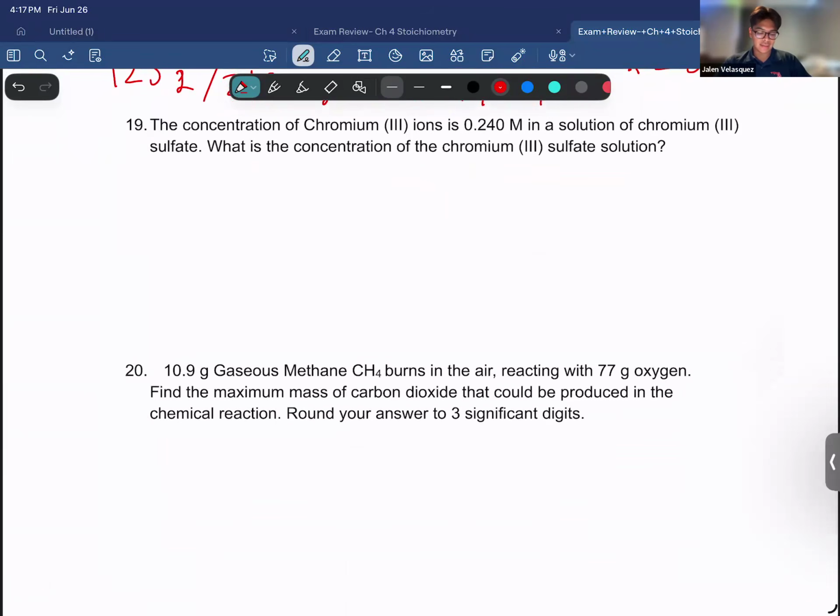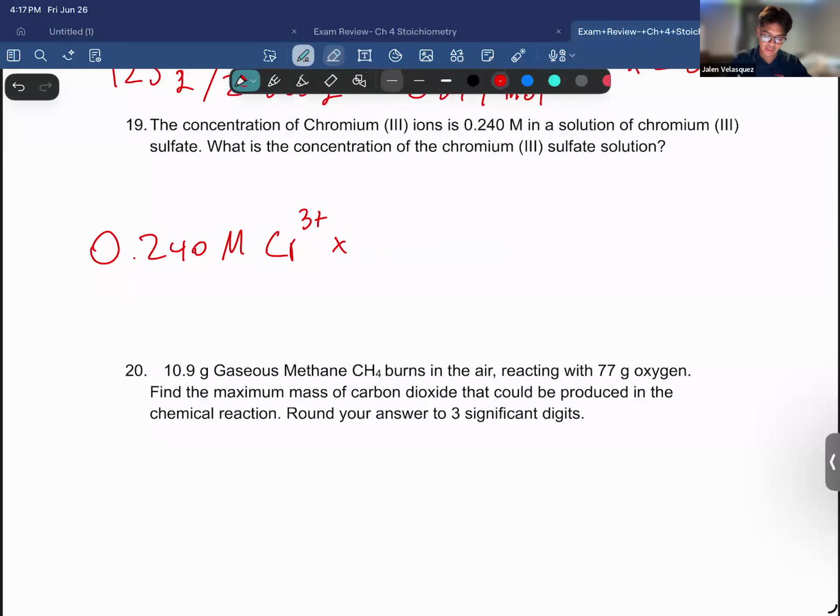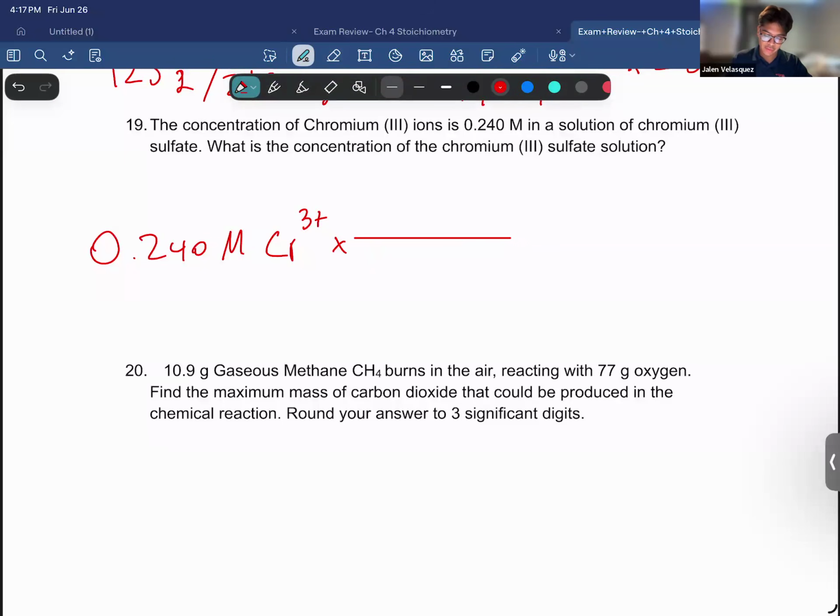Number 19 says that the concentration of chromium 3 ions is 0.24 molar in a solution of chromium 3 sulfate. What's the concentration of chromium 3 sulfate in the solution? Okay, so I have 0.240 molar of chromium ion, and I want to figure out the overall concentration of this solution, right? So you would have to write out the formula for this compound, right?